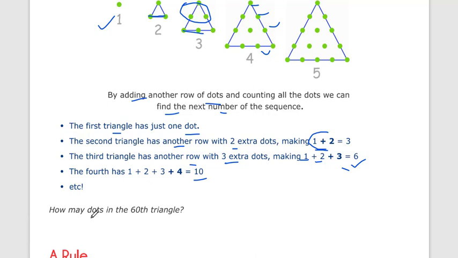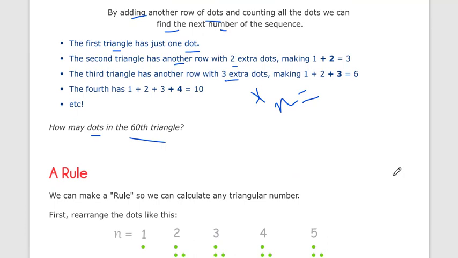Now if we want to find how many dots are in the 16th triangle, what is the 16th term, how do we find it? We have to make a rule, we have to find the n-th term, xn. So how do we find the rule of the triangular sequence?